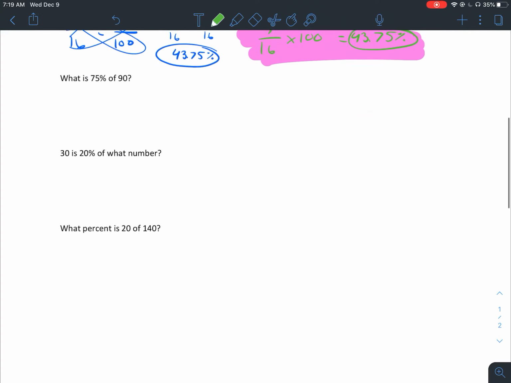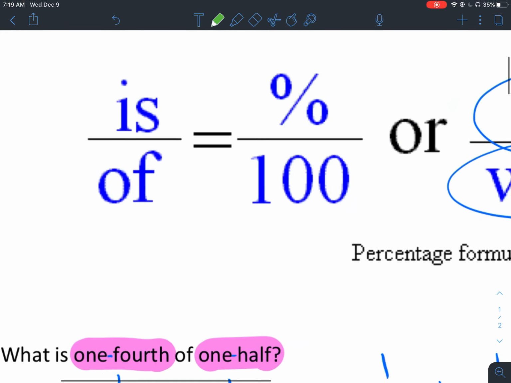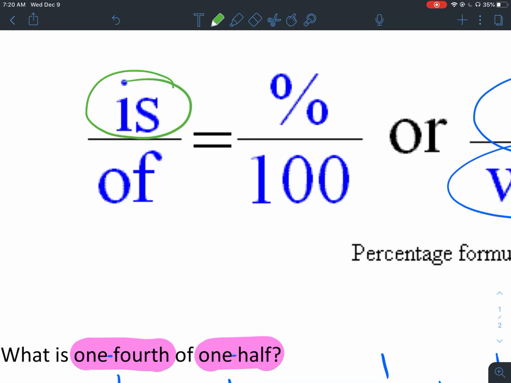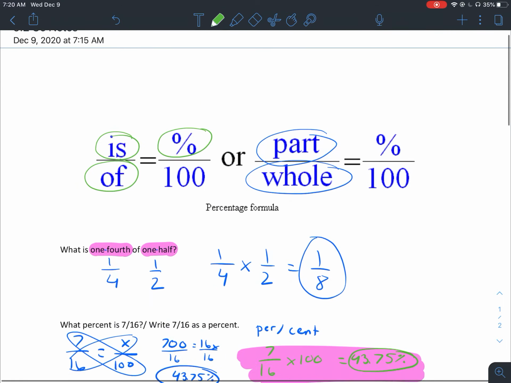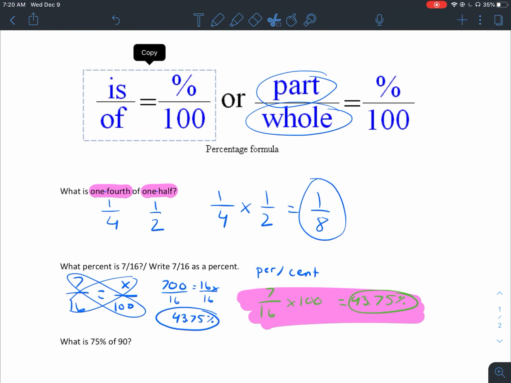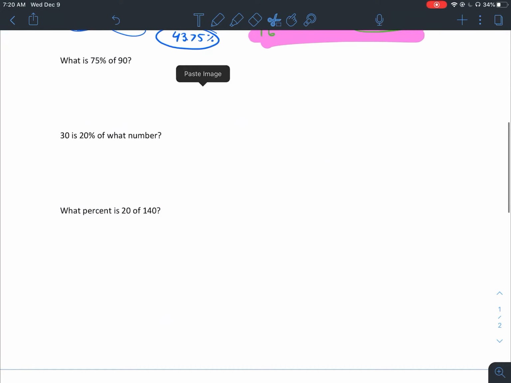For these last ones, I'm going to heavily refer to this trick, which teaches you exactly where to put the numbers into this proportion. Whichever number is associated with "is" goes on top of the fraction, "of" goes on the bottom of the fraction, and the percent goes over the 100. You have to figure out what you're solving for in this proportion.